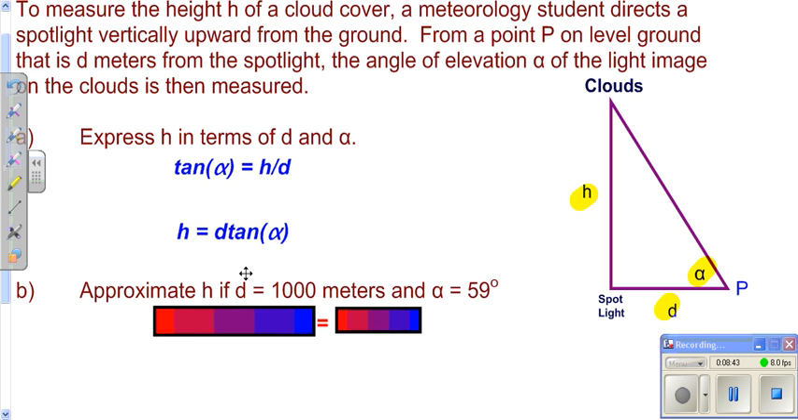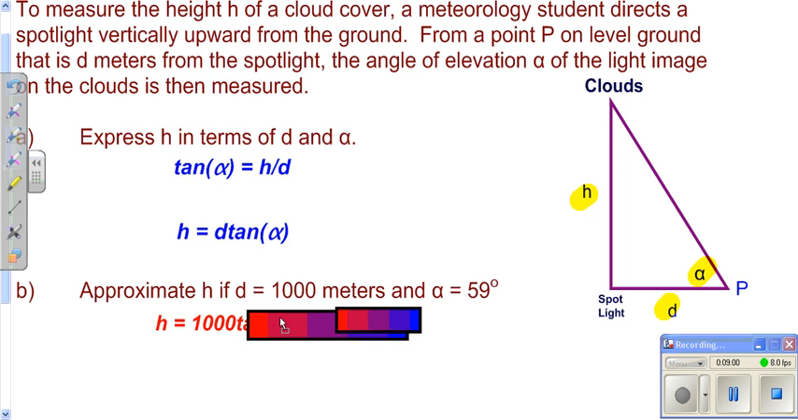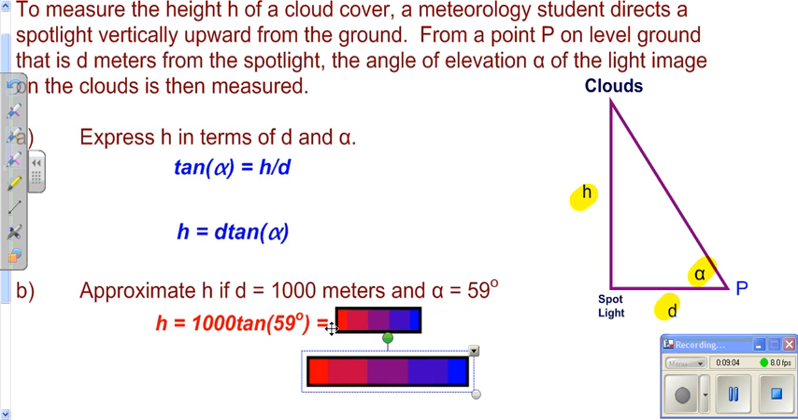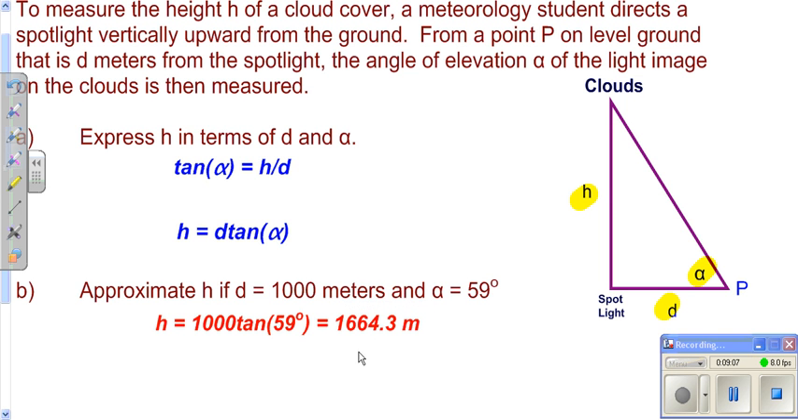The very next part says if d is 1,000 meters and alpha is 59 degrees, what is h? They want to know how high the clouds are. So go ahead and plug that in. There's h. Plug in your 1,000 for d. Plug in your angle there. Type that into your calculator. And we get approximately 1,664.3 meters.